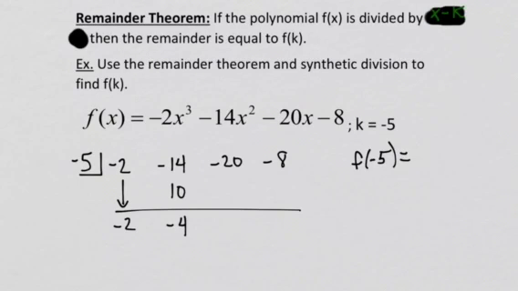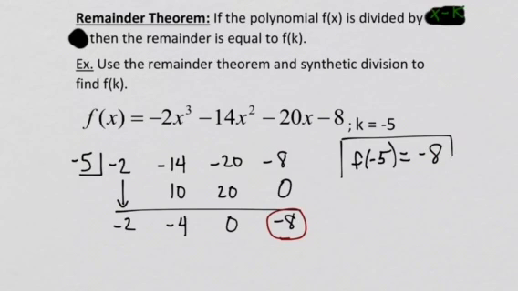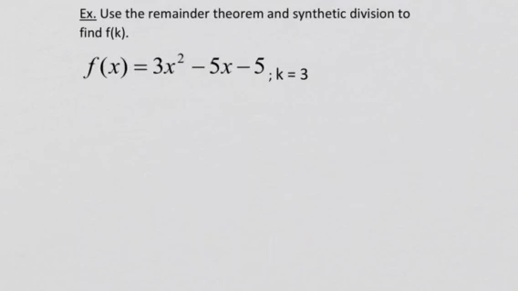Multiply negative 4 times the number in the box. Negative 5 times negative 4 is positive 20. Total these up to get 0. Multiply to get 0. And now we'll subtract to get negative 8. So based on the remainder theorem, this number, negative 8, is what f of k is equal to. So f of negative 5 is equal to negative 8. And this would be our answer.